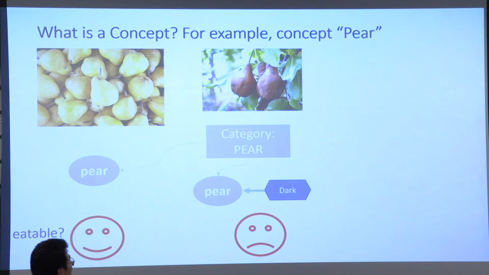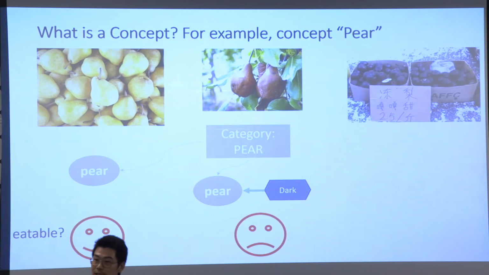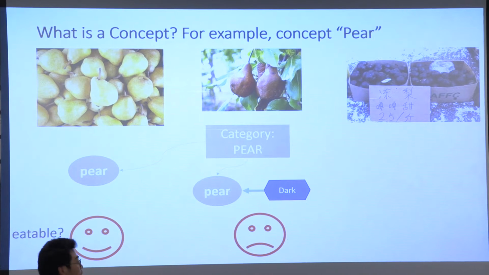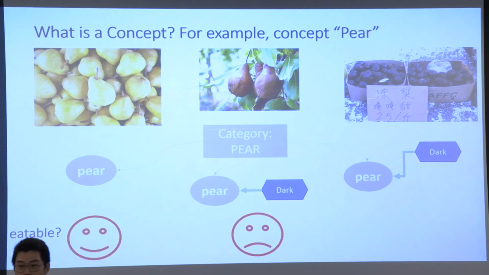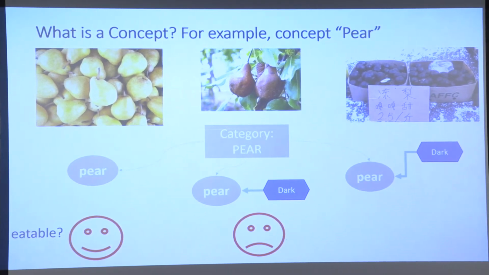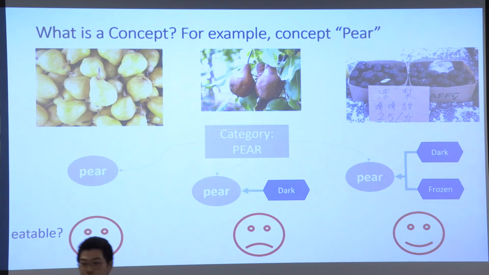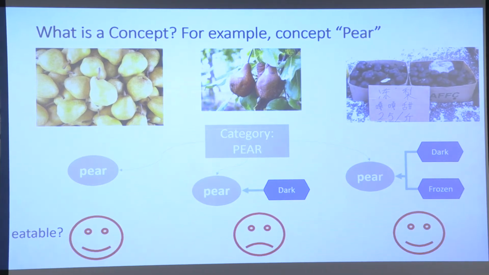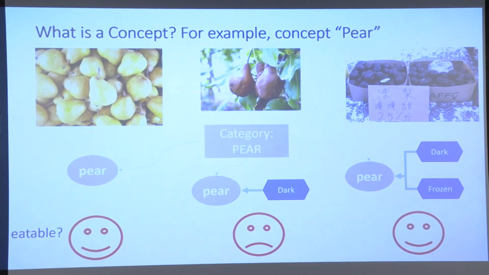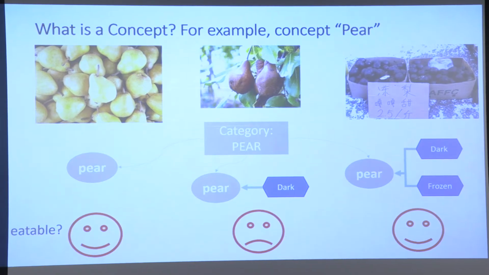I don't know whether any of you are coming from northeast parts of Asia or Russia, there is a delicacy called frozen pears. So it's still categorized as pears, but dark pears plus frozen attributes. Now, suddenly, when you ask, are they edible, they become edible again, right? So this dynamic composition and evolving of concepts in the land of concept learning makes the intelligent system more interesting to study.